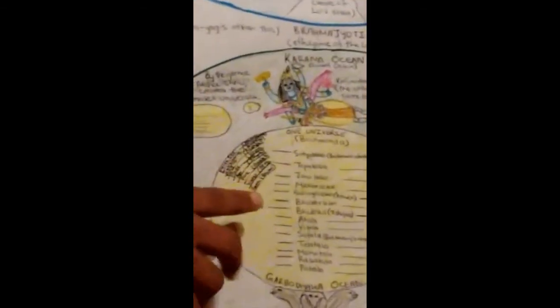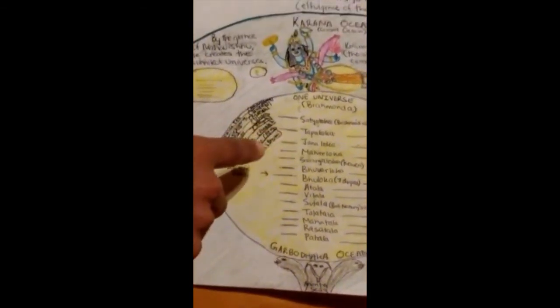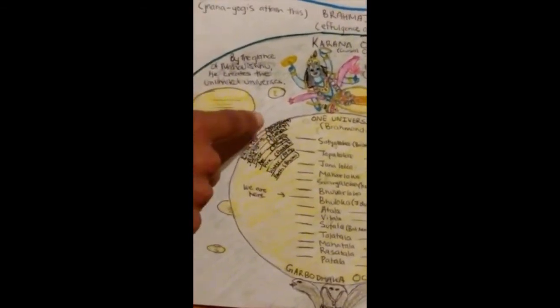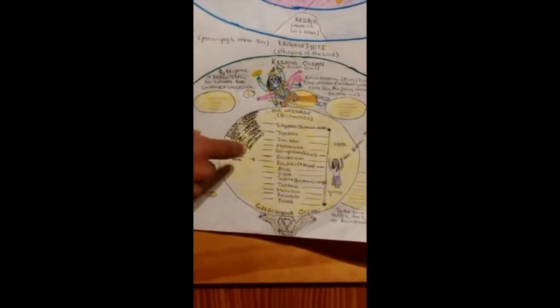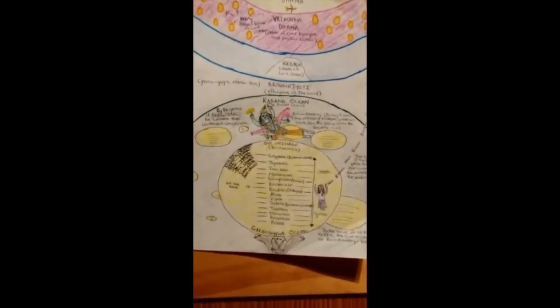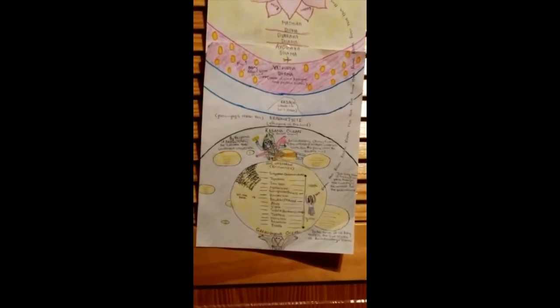So there's 8 coverings to this material universe: earth, water, fire, air, ether, mind, intelligence, and false ego. Bhumi, Apaha, Analaha, Vayu, Kam, Mana, Buddhi, Ahankara. And they go from gross to subtle, earth to false ego. Earth, because earth you can perceive with 5 senses, water with 4, fire with 3, and so on.